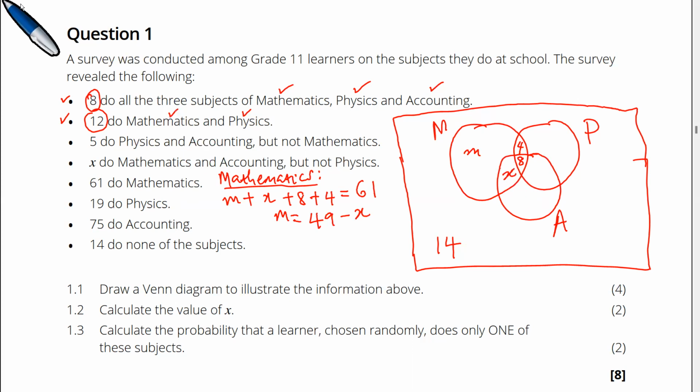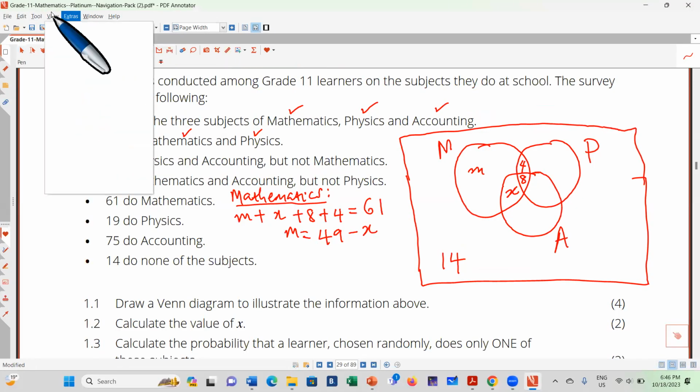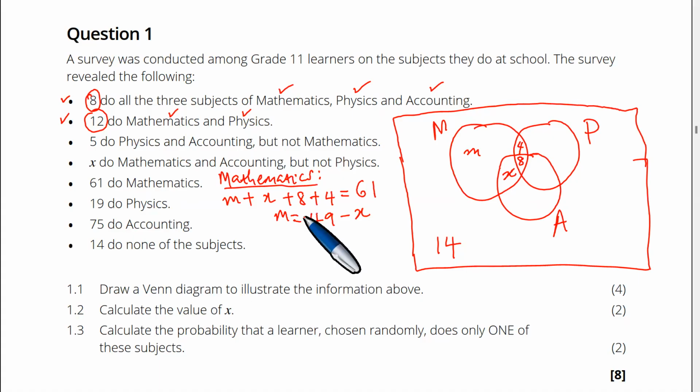Right, so we can actually obviously consider that. So you have 49 minus x. Okay, that's fine. So we keep that here. So in other words, those who do mathematics only, they are 49 minus x. All right.